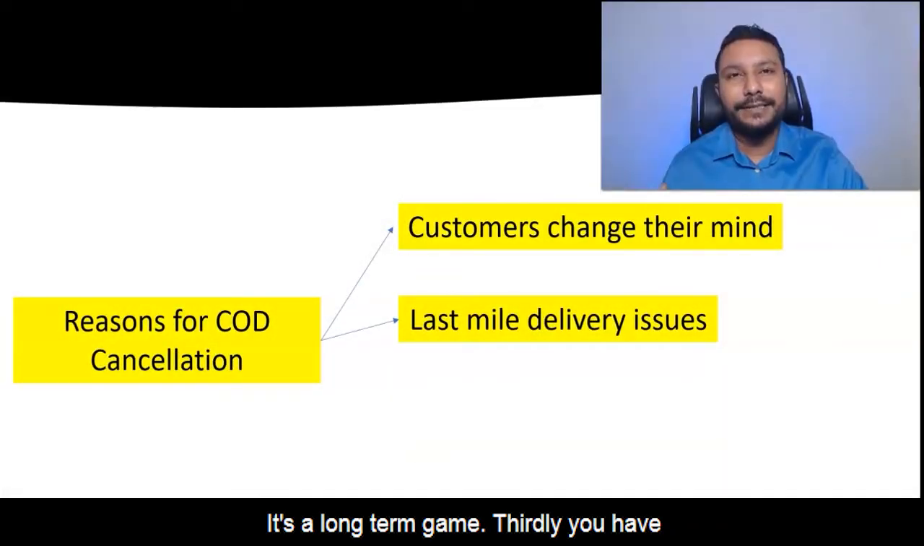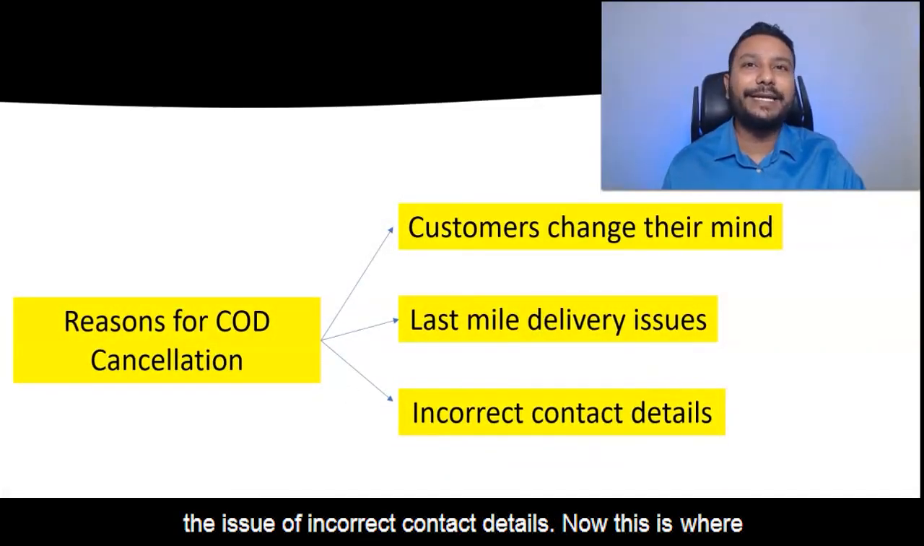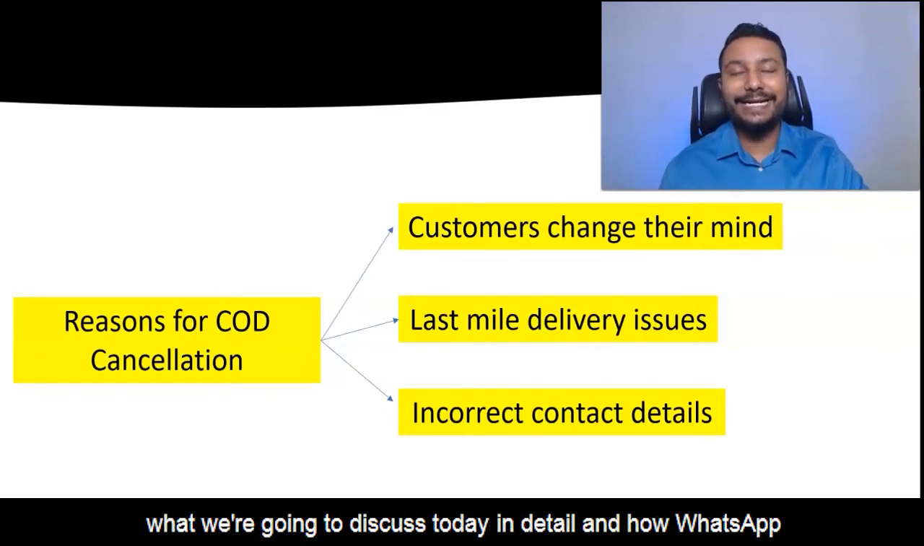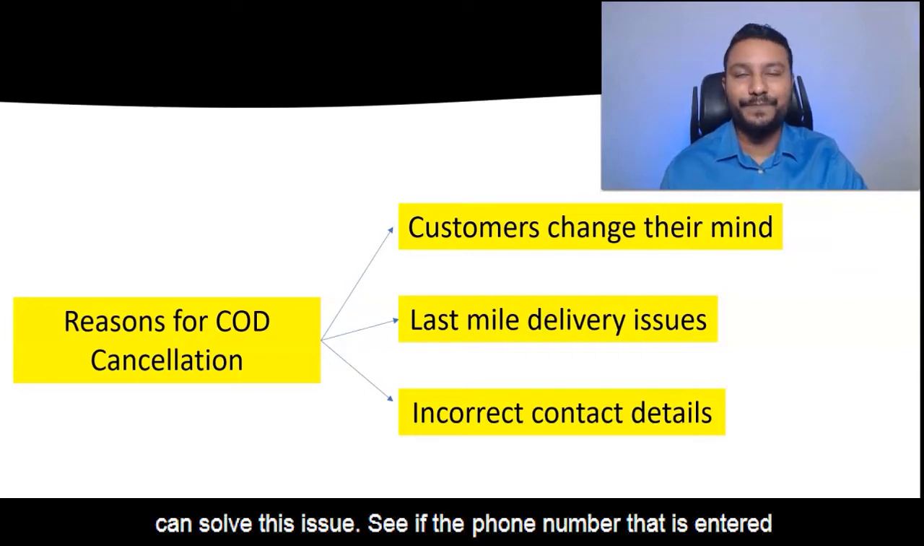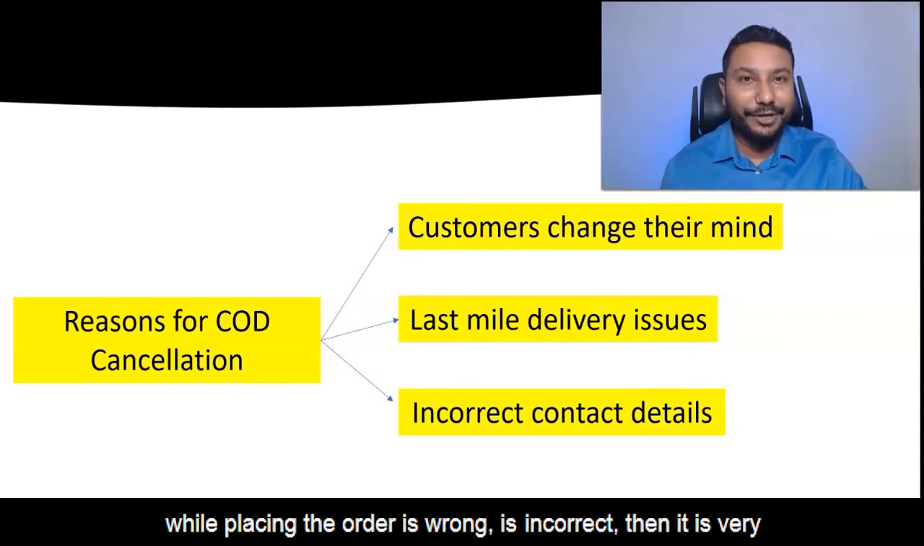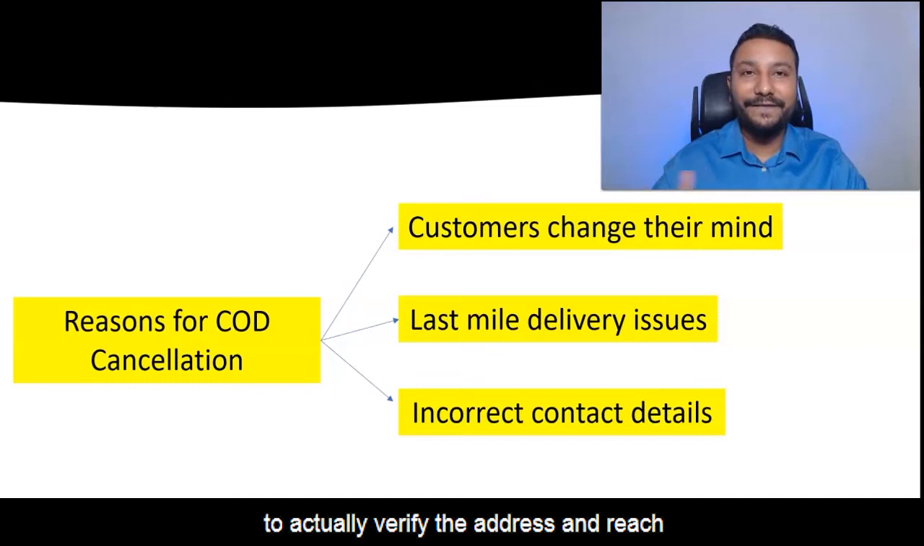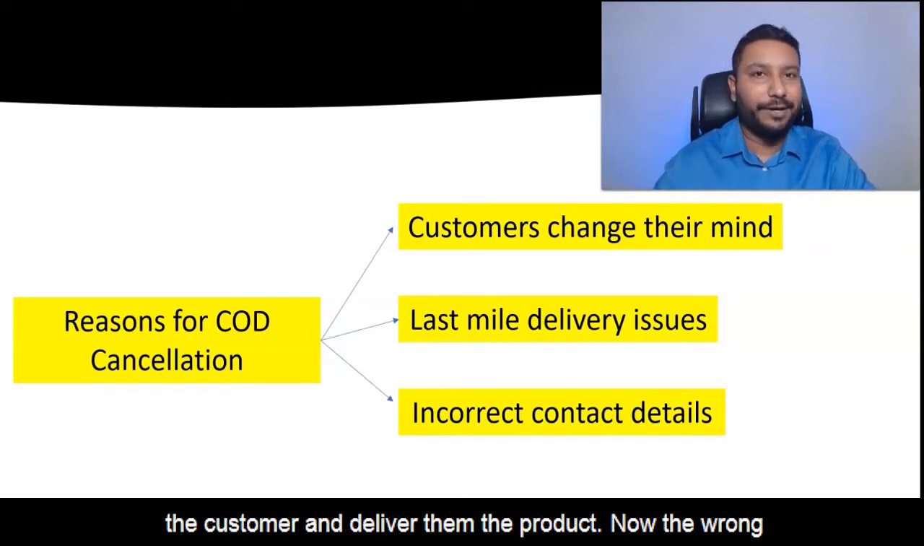Thirdly, you have the issue of incorrect contact details. Now, this is where WhatsApp API can really help you out. This is exactly what we are going to discuss today in detail, and how WhatsApp can solve this issue. See, if the phone number that is entered while placing the order is wrong or incorrect, then it is very difficult for the shipping person or the courier person to verify the address and reach the customer and deliver them the product.